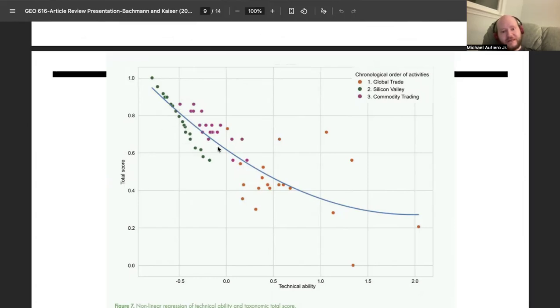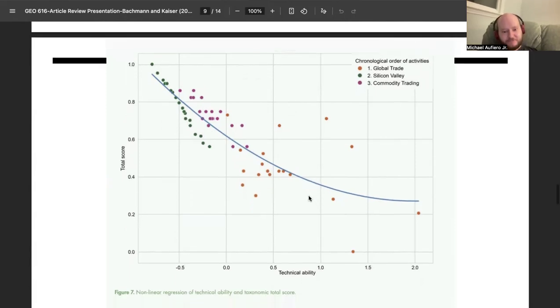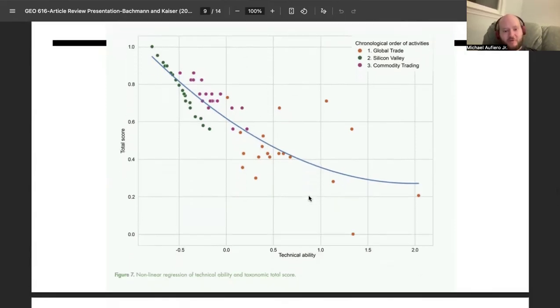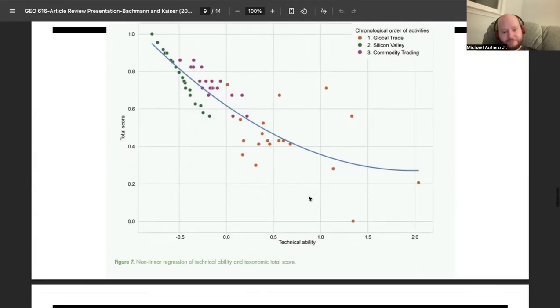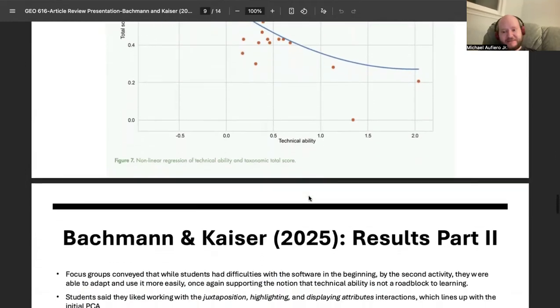So you can see that as you go back to activities 2 and 3, the influence of technical ability tends to wane with time. So you see that negative correlation, meaning that over time, technical ability becomes less of an influence as the students mobilize those higher cognitive processes, those higher critical thinking skills.